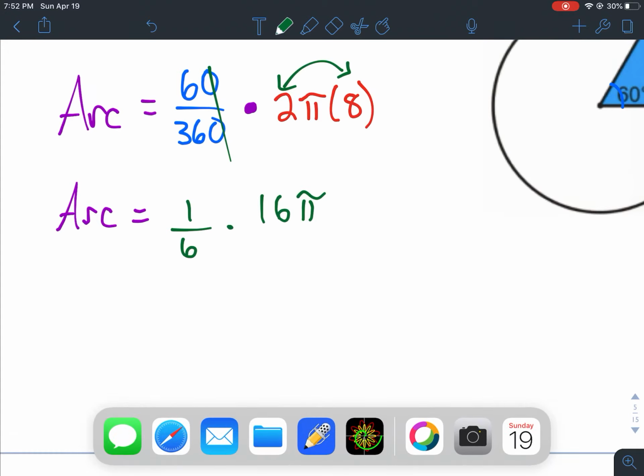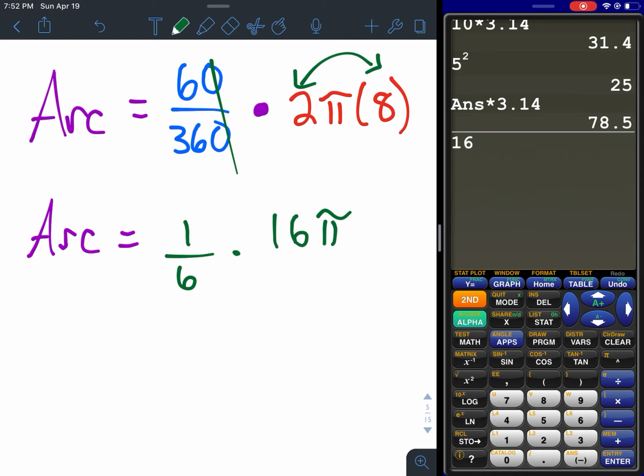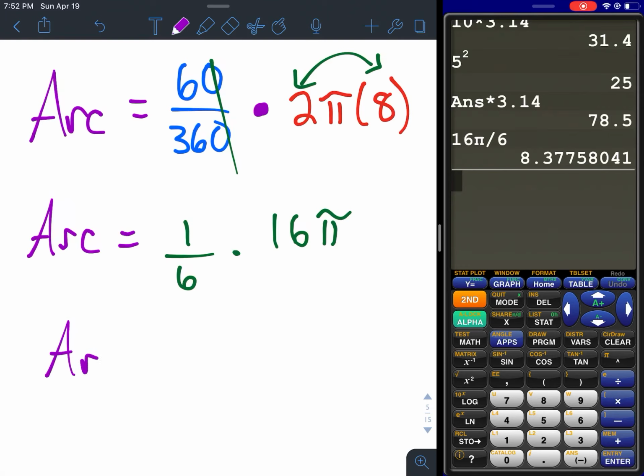You can do this several ways. You can take 16 pi and divide it by 6. So the arc length of that piece of circumference is about 8.38. Let's just round it to 2 decimal points. So that is the arc length, 8.38 units.